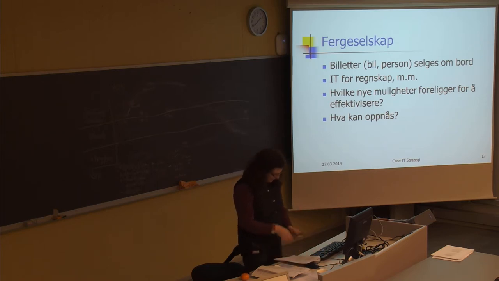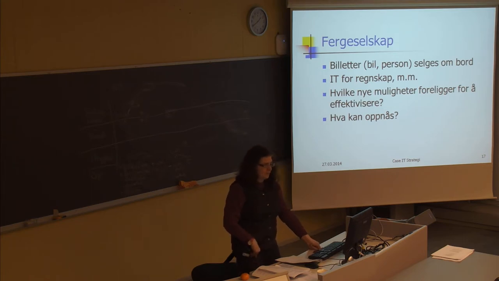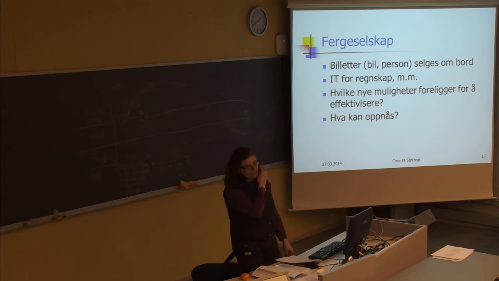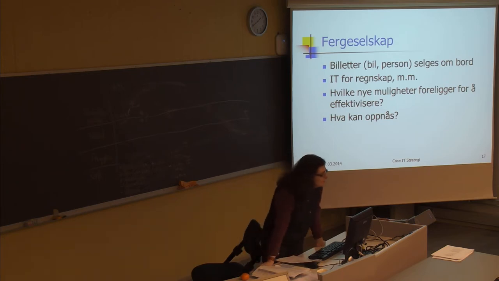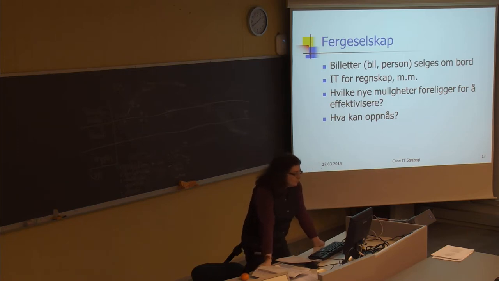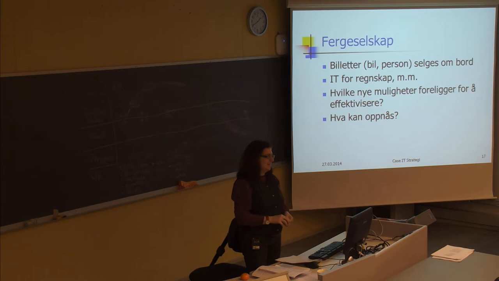So you have tickets for the tower for the person on board, and the IT is for accounting purposes, and what is the opportunity for streamlining this system, and what can be achieved? So, like an opportunity for something. What can they do to make the system better? So, you can actually pay before you go on board. And then when you go on, you just show them. So that's the leader of the system.